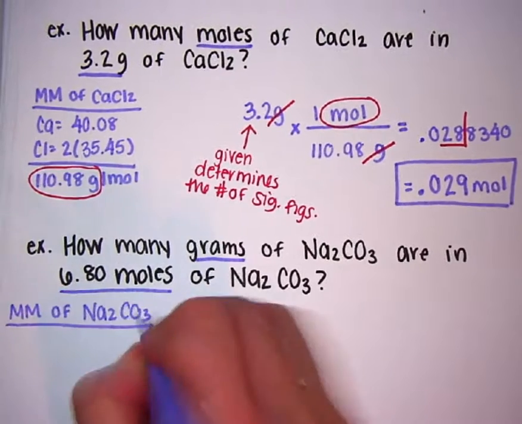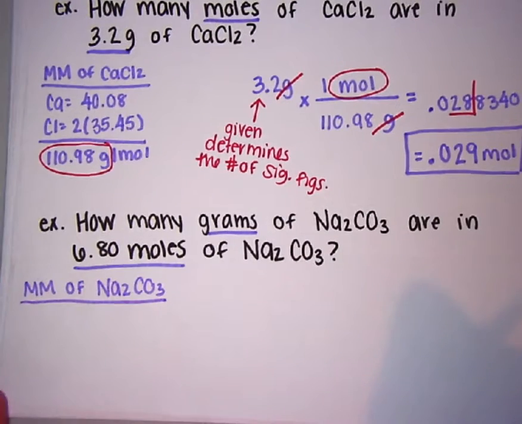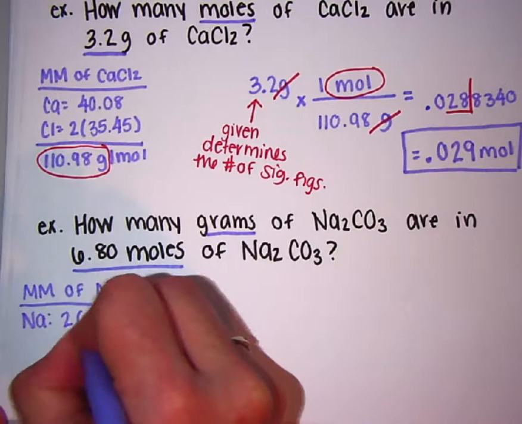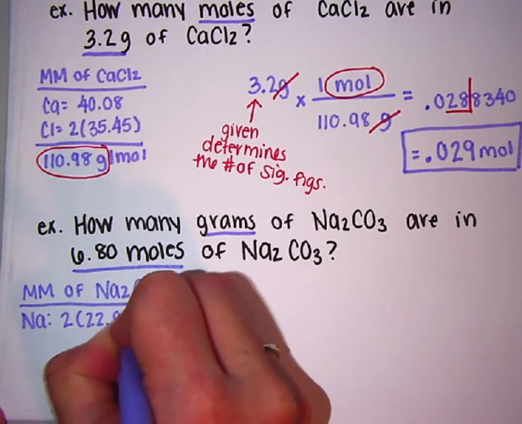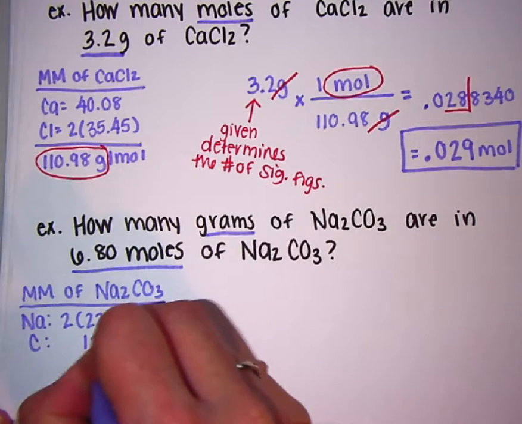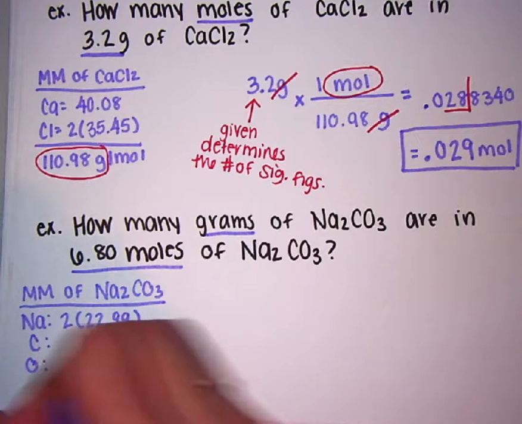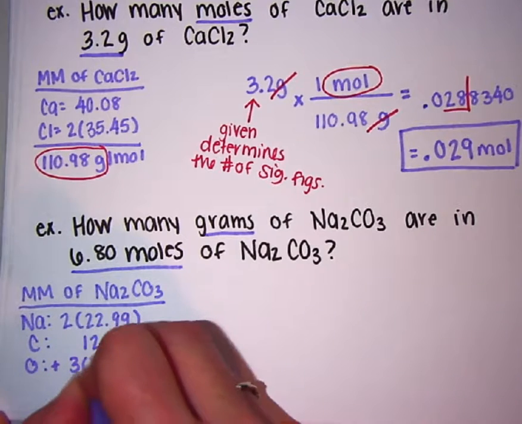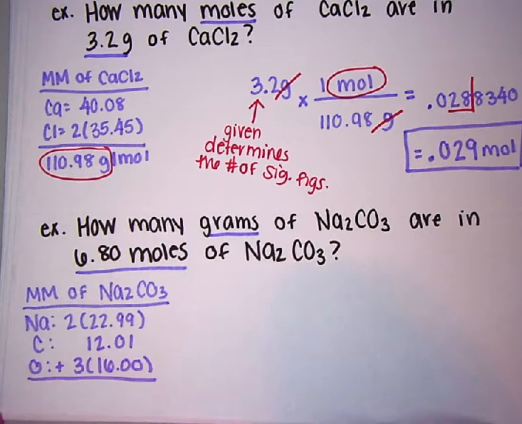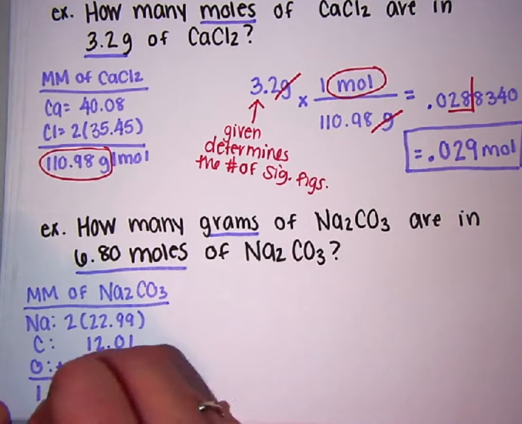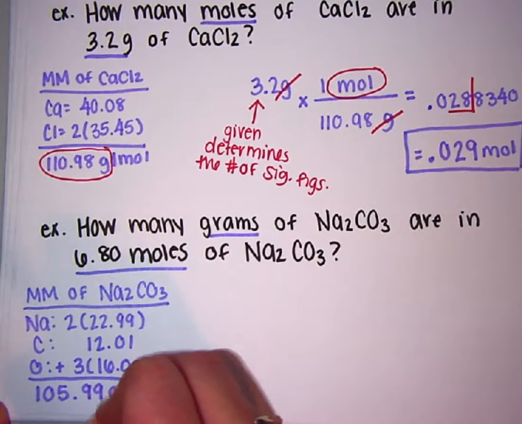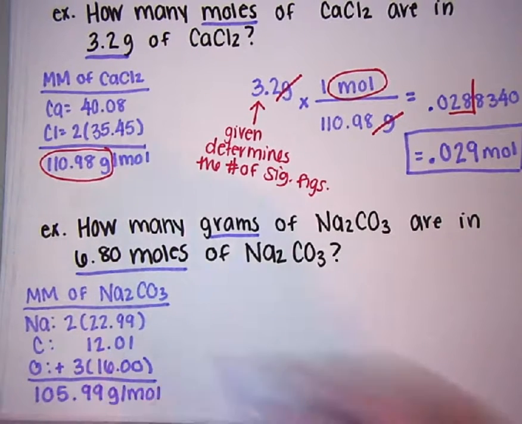Make sure when you are solving for molar mass, you are paying attention to the formula. 2 sodiums, 1 carbon, and 3 oxygens. Which gives me a molar mass of 105.99 grams per mole.